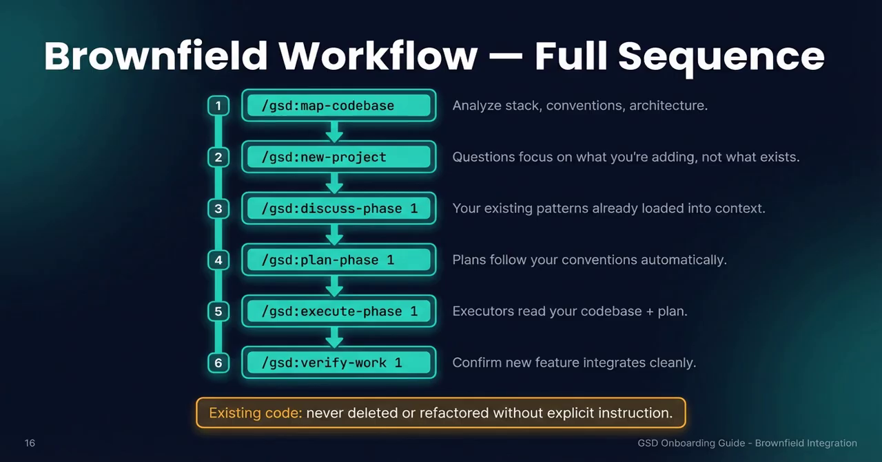The brownfield sequence is map codebase first, then new project, then the standard loop. The difference is invisible but significant. Every subsequent step is informed by your existing codebase. Your conventions, your patterns, your architecture are baked into every plan and every execution. One important note: GSD does not refactor or delete existing code unless you explicitly ask it to. It adds and integrates. Your existing work is safe.